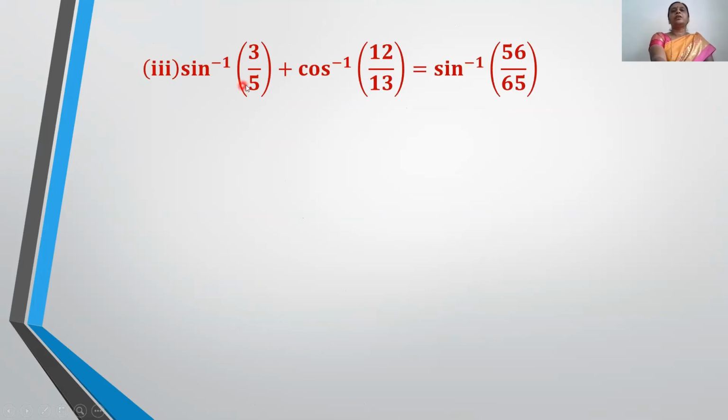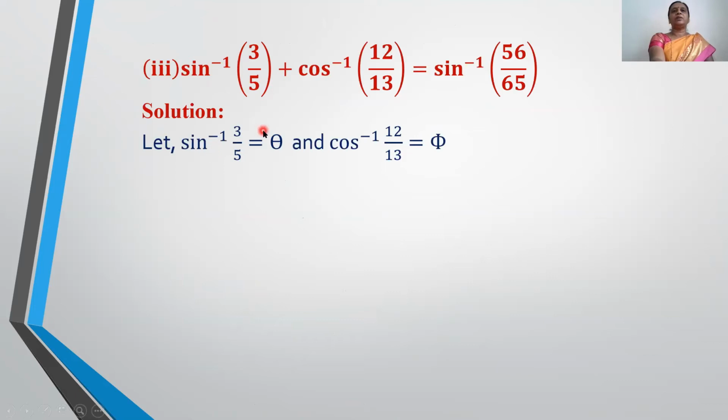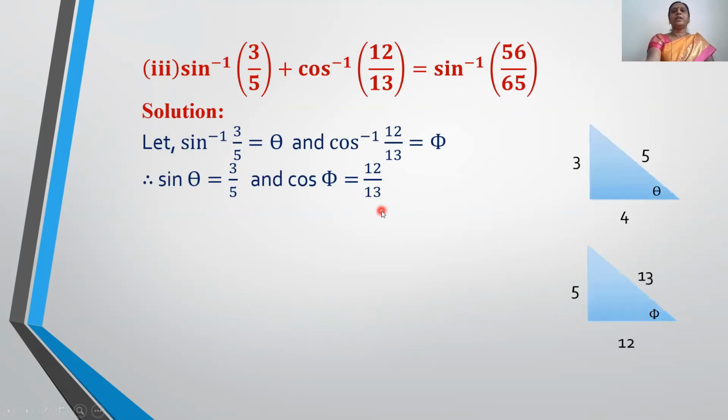Prove that sin inverse 3/5 plus cos inverse 12/13 is equal to sin inverse 56/65. Now let sin inverse 3/5 be equal to theta and cos inverse 12/13 be equal to phi. In the left hand side, take one as theta and the next as phi. Therefore, we will get sin theta is equal to 3/5 and cos phi is equal to 12/13. Now again by Pythagoras triplet, here sin theta is 3/5.